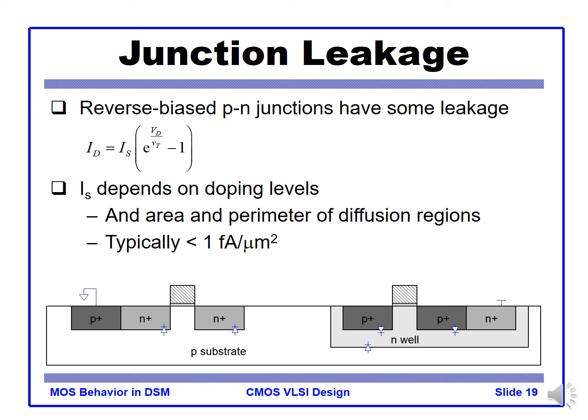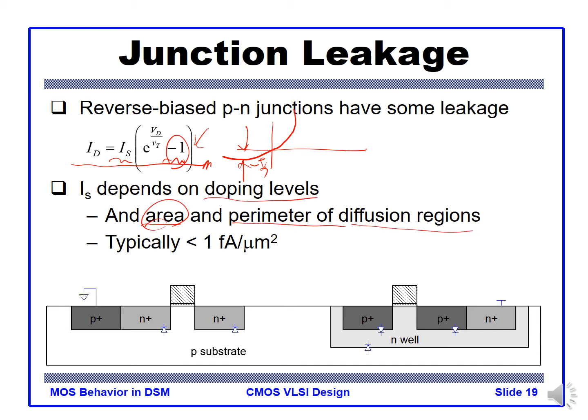In the reverse junction, PN junction, we have the current equation that comes from the diode equation. This equation is more detailed. We have an additional -1 factor there to model the reverse junction leakage here. This is minus IS, right? So in this case, we can model the reverse junction leakage current IS there. So IS depends on the doping level, also the area and the perimeter of the diffusion region.